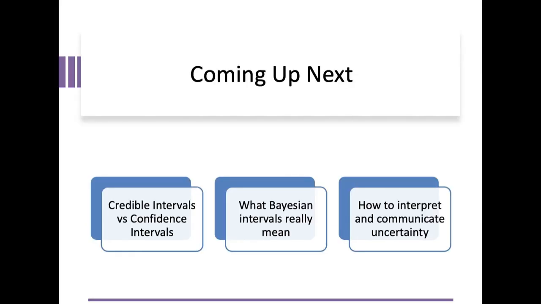So now that we've covered the posterior, the next step is to talk about credible intervals, the Bayesian version of confidence intervals, basically. So we'll break this down and break down the difference between these two and how to explain them clearly, especially to non-statistical audiences or those that aren't statistics professors.